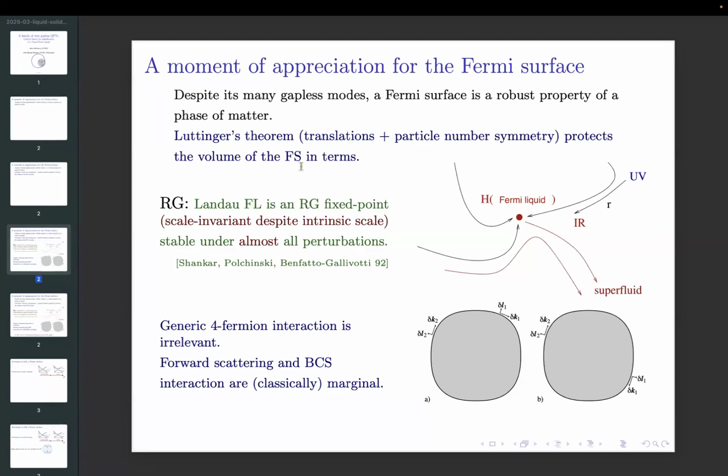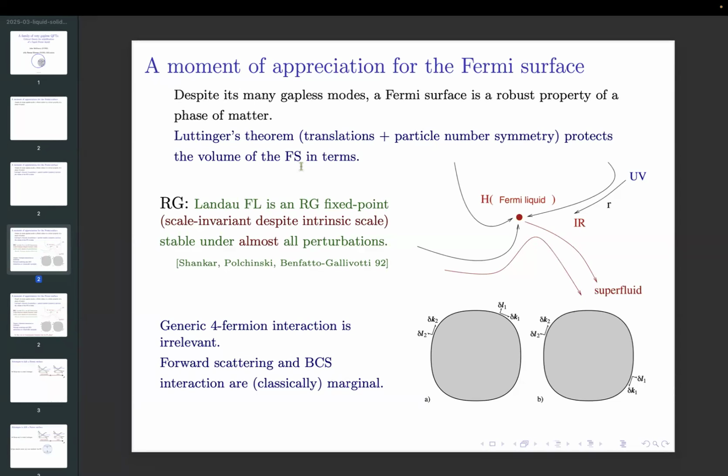Well, the idea is that the momentum transforms under scale transformations in an unfamiliar way. Rather than scaling to zero, the momenta scale towards the Fermi surface. So it's an intrinsically non-Lorentz invariant kind of scale invariance, but nevertheless it describes a fixed point of the renormalization group, which moreover is stable against almost all perturbations.